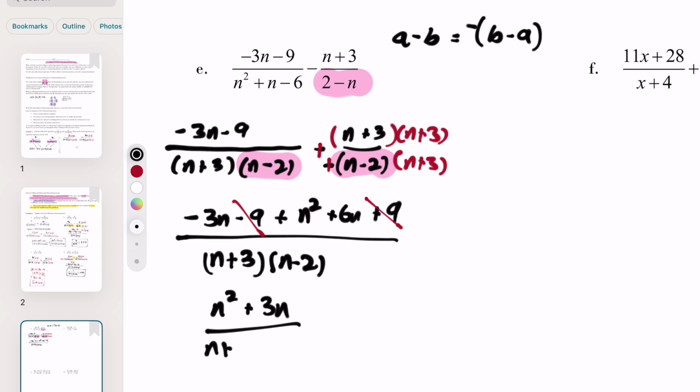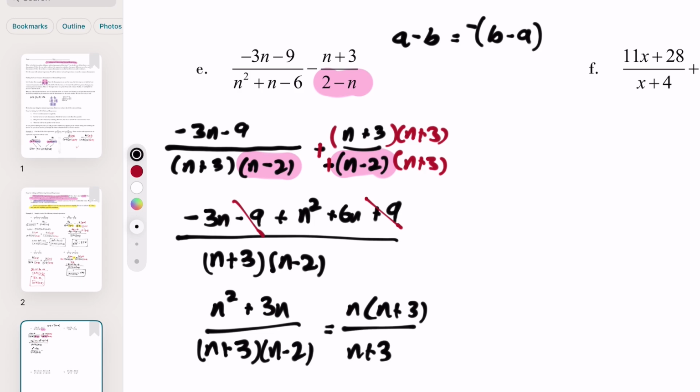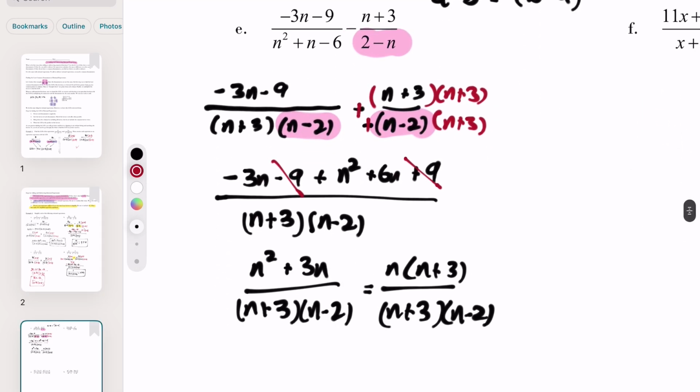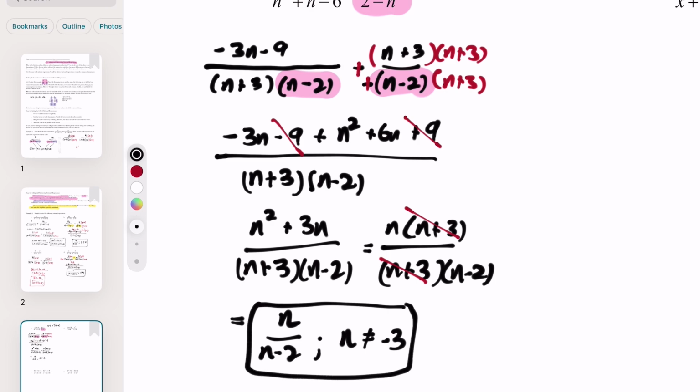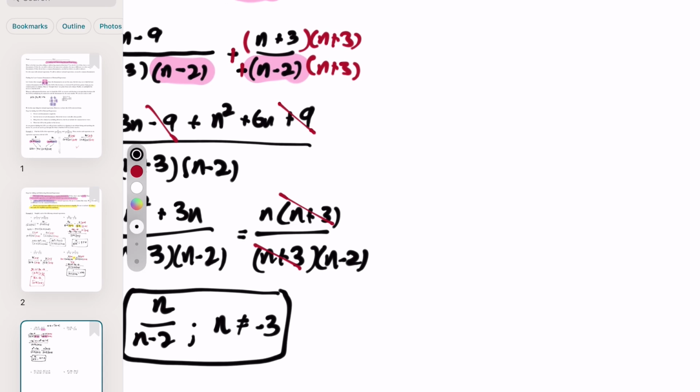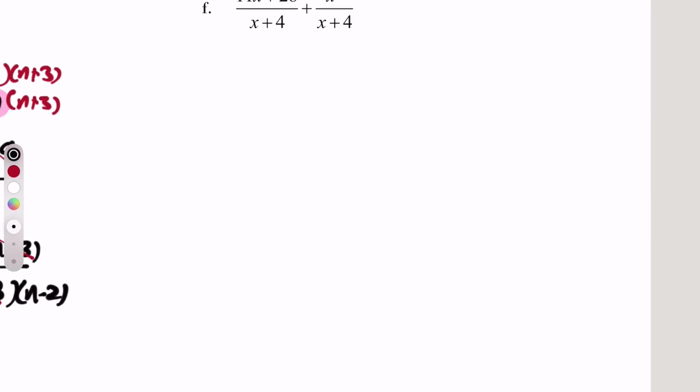Oh, look at that. It's over n plus 3, n minus 2. Now that numerator factors to n times n plus 3, over n plus 3, n minus 2. And I am making a factor disappear entirely, so I am going to have to make a note in my final answer that this is equal to n over n minus 2. However, n cannot equal negative 3. All right, I hope this is making sense to you. Let's take a look. We got 3 more left.